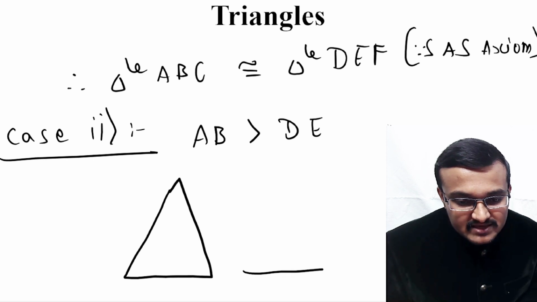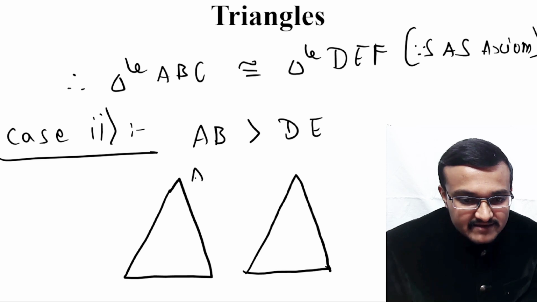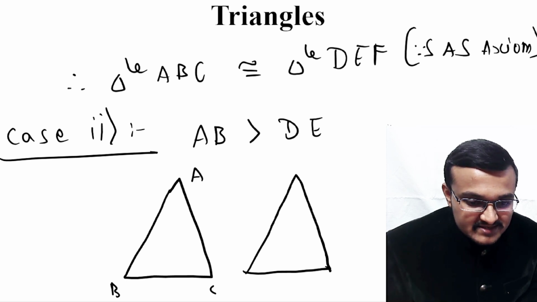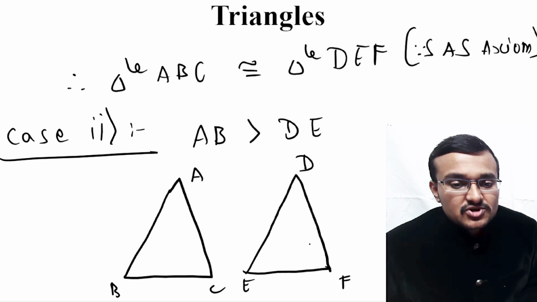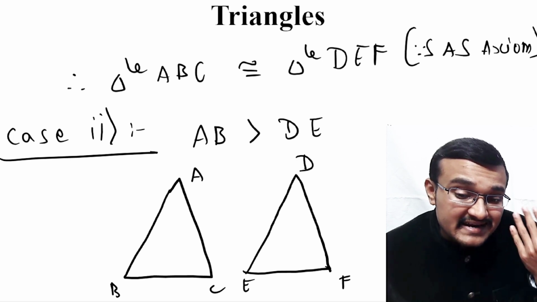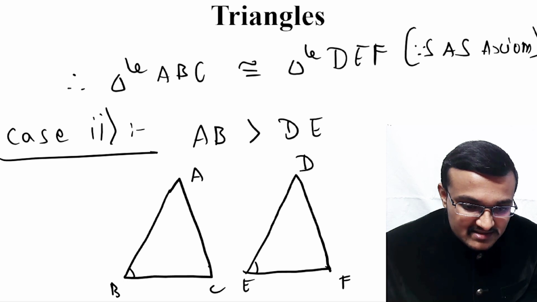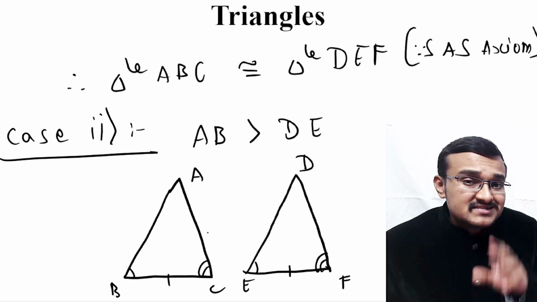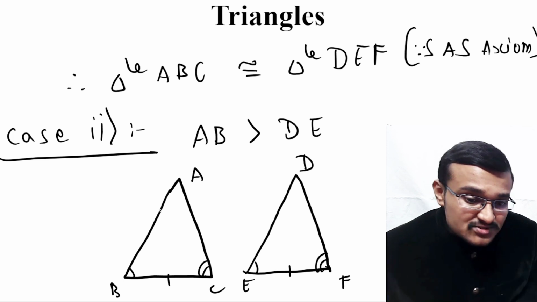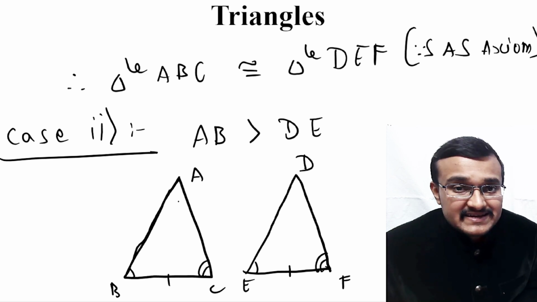So here we have ABC and we have DEF. So this is ABC, this is DEF. Here we are considering AB greater than DE. Here this angle and this angle are equal. These two angles are equal. This side and this side are equal. Since AB is greater than DE, this particular AB is longer than DE.